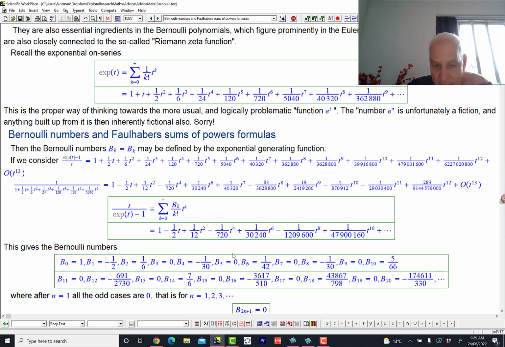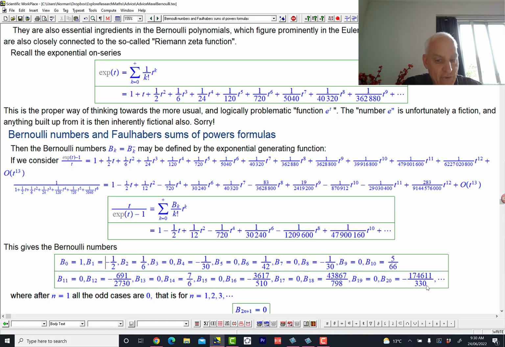So we're really only interested in the even coefficients. B sub 4 is minus 1 over 30. B sub 6 is 1 over 42. B sub 8 is minus 1 over 30. B sub 10 is 5 over 66. B sub 12 is minus 691 over 2,730. B sub 14 is 7 over 6. B sub 16 is minus 3,617 over 510. B sub 18 is 43,867 over 798. B sub 20 is minus 174,611 over 330.